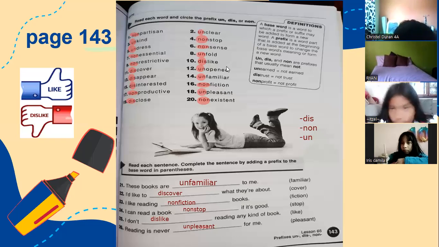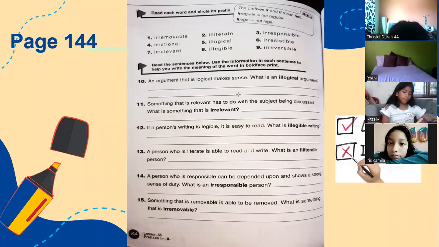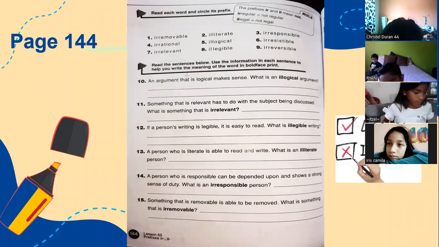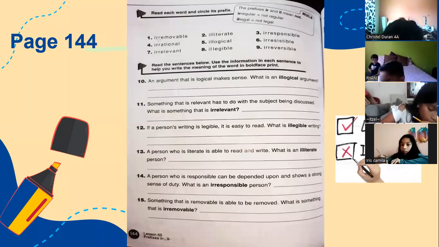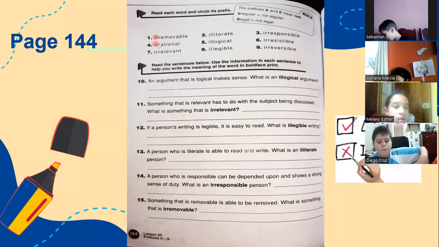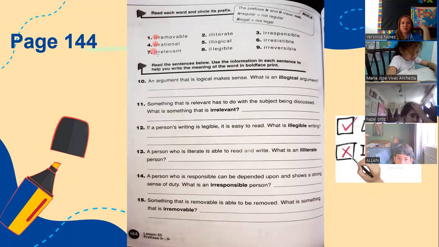Okay, next page. Read each word and circle its prefix. So we have to do exactly the same we did in the previous page. What is the first prefix, Alan? Ear. Okay, 2 letters. Next one, down. Let's work down. Ear again, irrational. Next one, Alan. Ear. Okay.